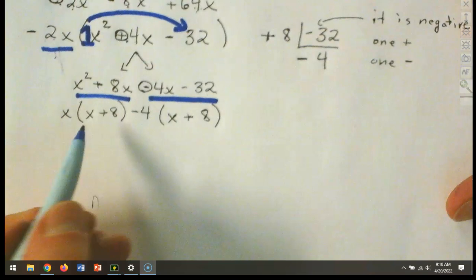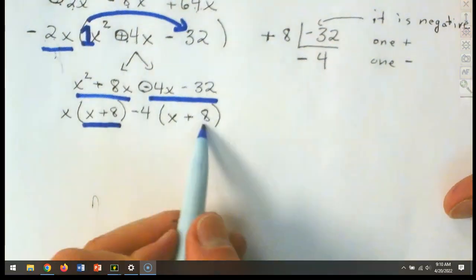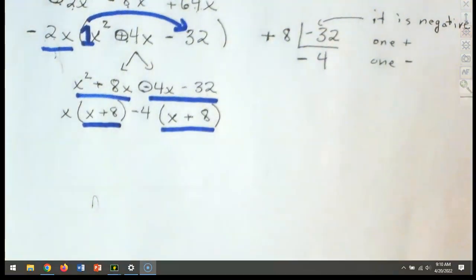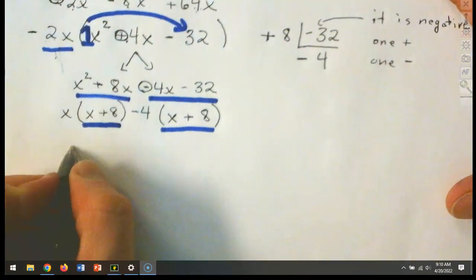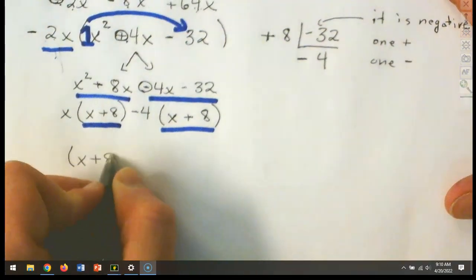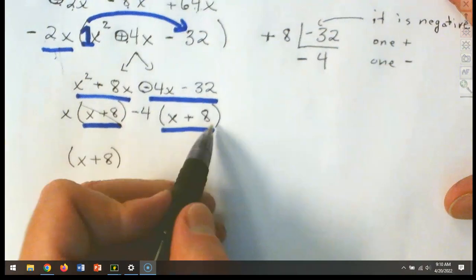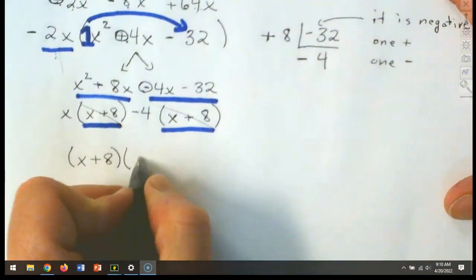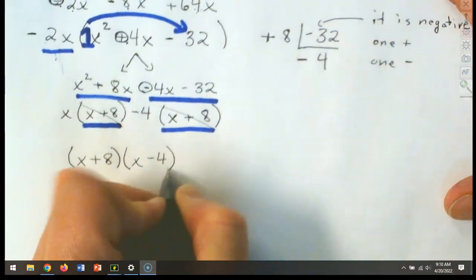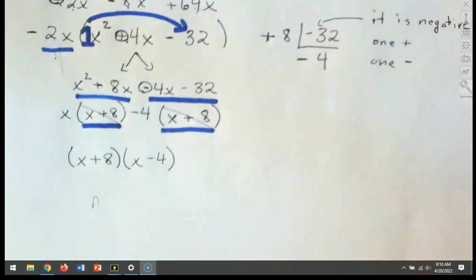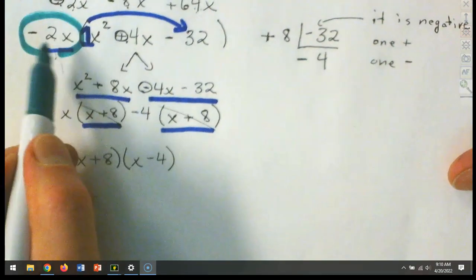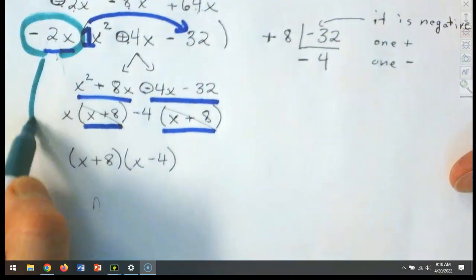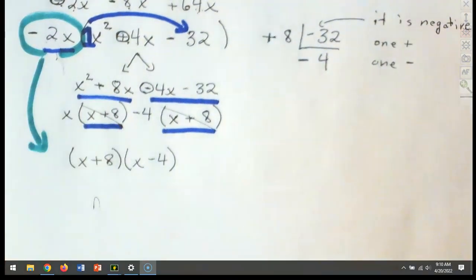Almost done. Are my groupings the same? Yes, they are. So that's going to come out as an x plus 8. Gone and gone. What's left over? X minus 4. And do not forget that still out in front of all of it is your what? Minus 2x.